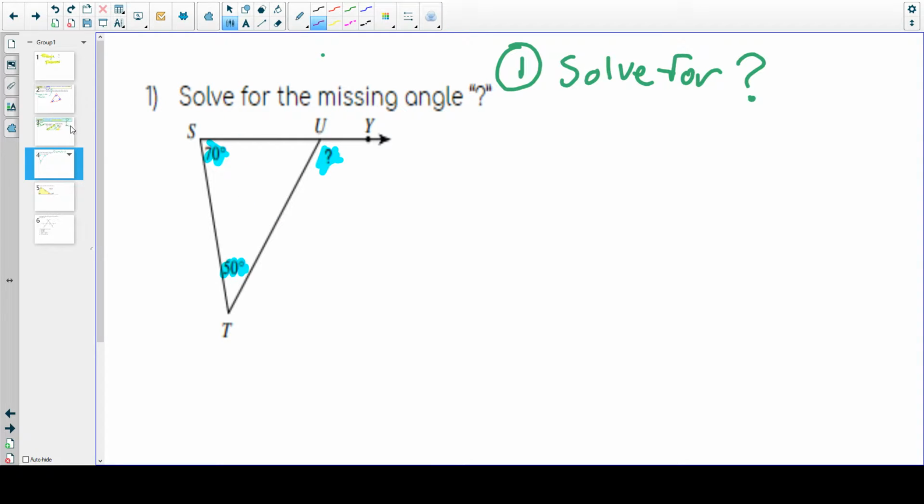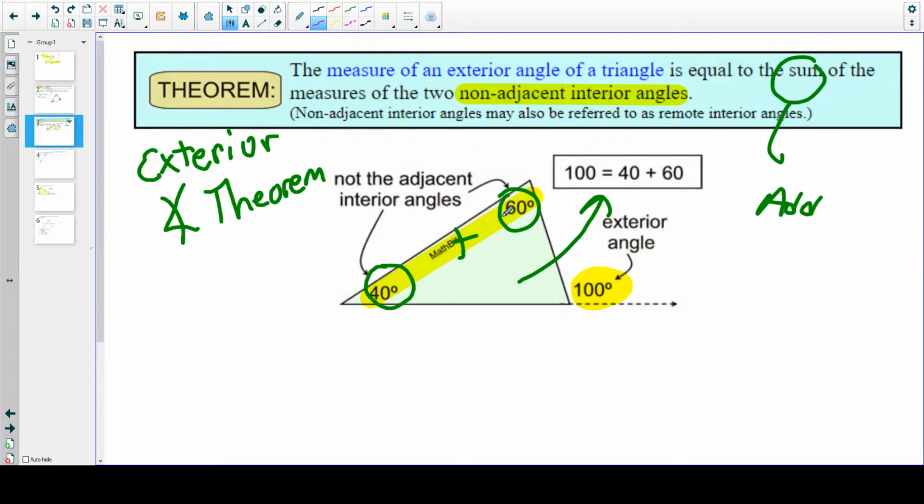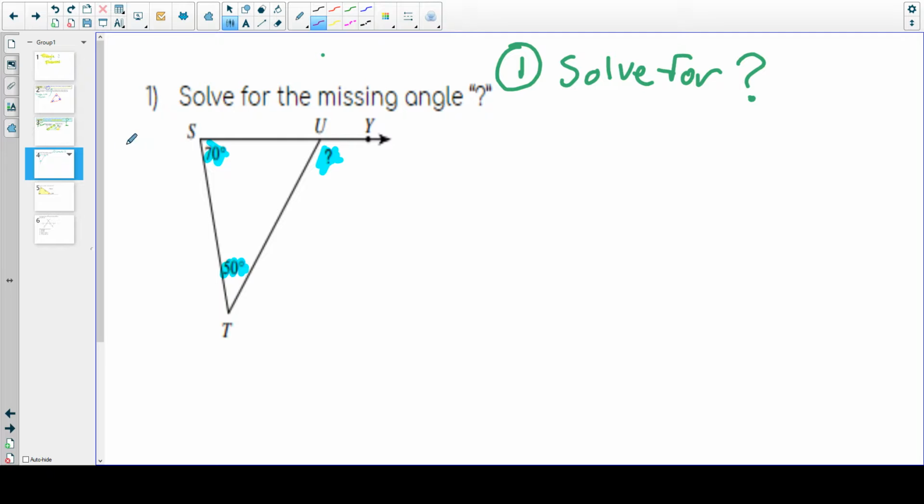Now, there's a couple of things we can do. We know the triangle sum theorem, that the angles add up to 180. We also know that the angles that don't touch the exterior angle, let me silence my phone, the angles that don't touch the exterior angle, if you add them together, it equals that angle. So I'll be honest, you can do both ways, and that's what we're going to do. Bam. Bam. So, we're going to use the exterior angle theorem first.